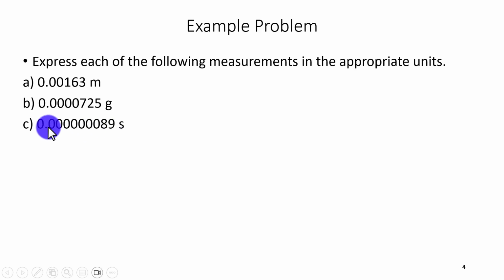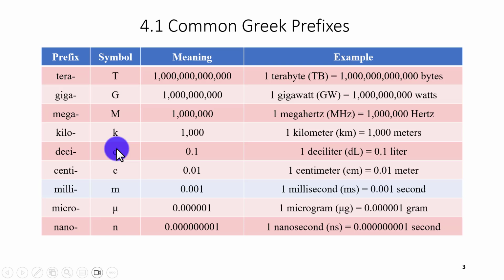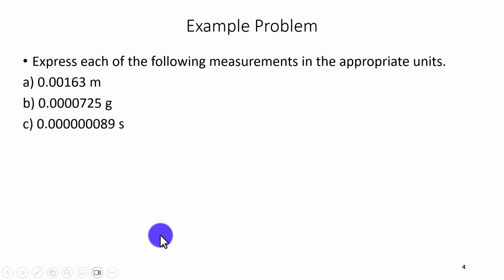The last one, let's count once again. How many times can I move that decimal point to the right? 1, 2, 3, 4, 5, 6, 7, 8, 9. I can't stop at 8, so I have to move it all the way to 9. Therefore, this becomes 89. If we look at what we have for 9 zeros, that is nano with the symbol n. So 9 zeros gives 89 nanoseconds, so 89 ns.